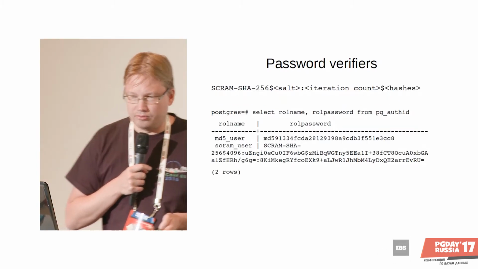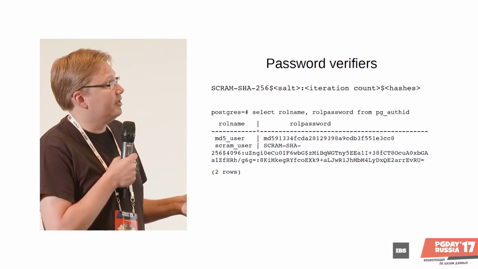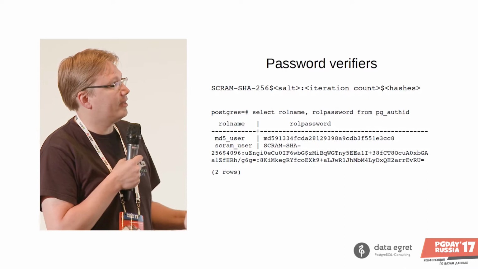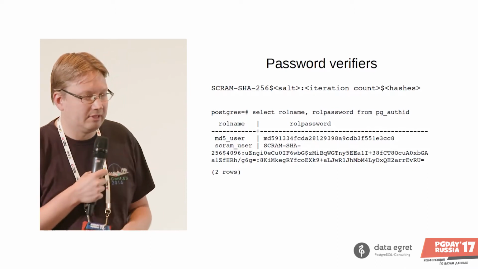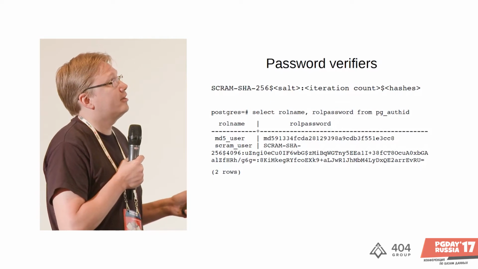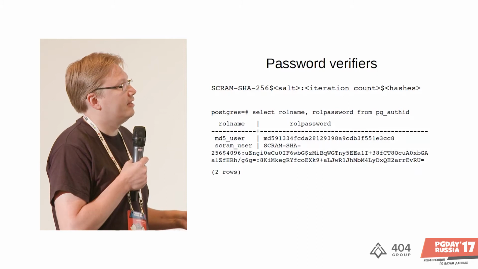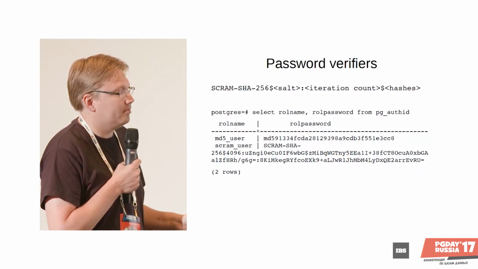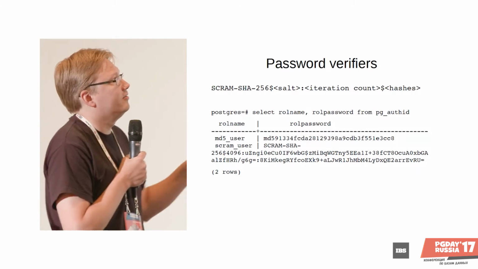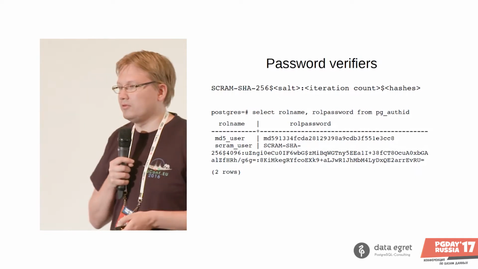So if you create users, you will see the hashes. Even in previous versions, you would see these MD5 hashes in the catalog table. If you create a user with the SCRAM hash, you will see something like this, where you have the identifier in the front which says that it's a SCRAM password or SCRAM hash, and then you have the salt and the iteration count and the information needed for the authentication.